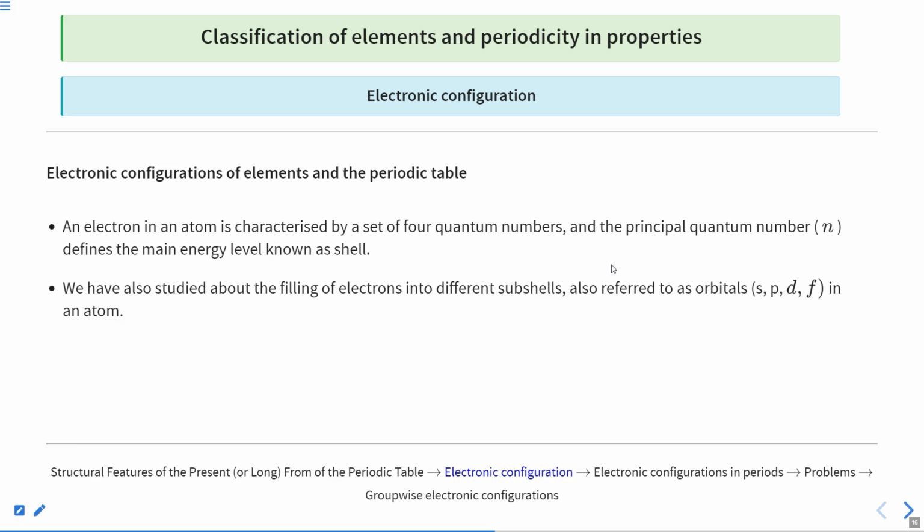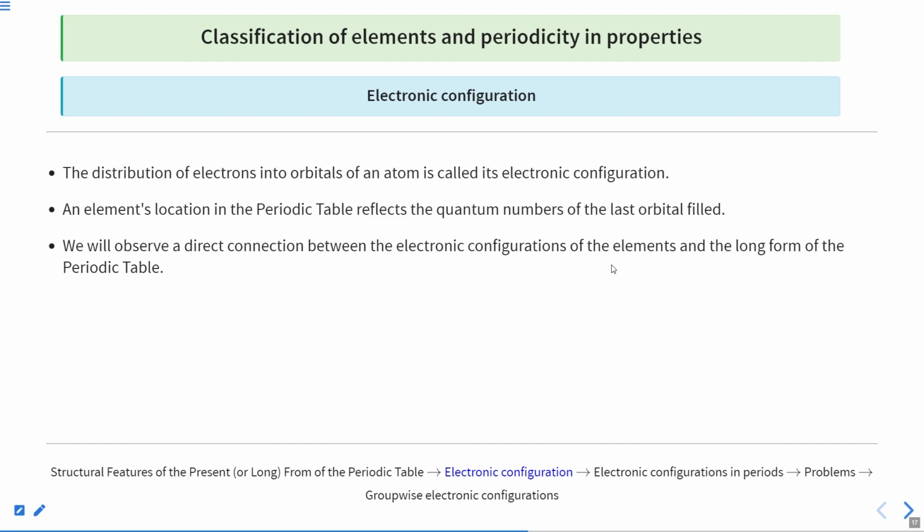Next, we have different subshells, like s, p, d, f, in which we have orbitals. The s subshell has 1 orbital, the p subshell has 3 orbitals, the d subshell has 5 orbitals, and the f subshell has 7 orbitals. Now, the distribution of electrons into orbitals of an atom is called electronic configuration. Each orbital can contain 2 electrons, and the distribution of those electrons in these orbitals is called electronic configuration.